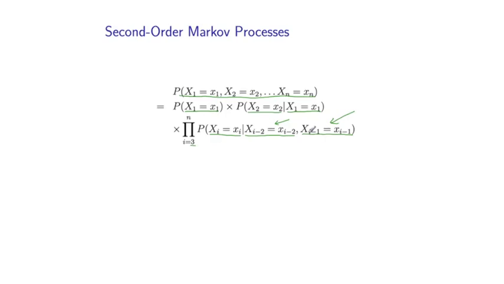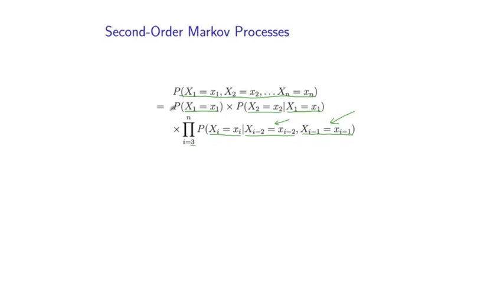So if we condition on just the previous element, i minus 1, it's called a first-order process. If we condition on the previous two elements, it's a second-order process. And you can go further. You can, in fact, define third-order and fourth-order Markov processes in the natural way. So that's essentially it. That's a second-order Markov process.